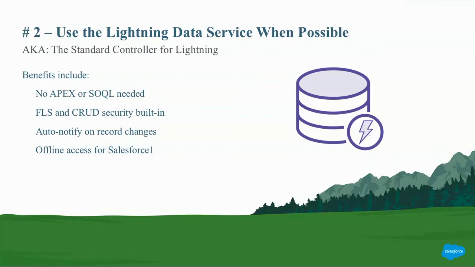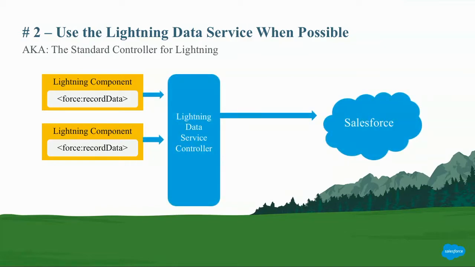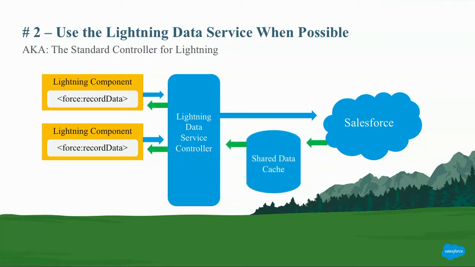You also get auto notification on record changes and offline access on Salesforce1. But the biggest thing, the thing I think is the coolest, is that you get a single request and a cached response. Just to give you a scenario, let's say you have two Lightning components and they're both using that force:recordData tag, which is the Lightning Data Service. If they send off a request for data, it'll go to the Lightning Data Service controller, which sends off a request for that data to Salesforce. Then Salesforce will send back a single cached response to that shared data cache, and then send it back to the component.